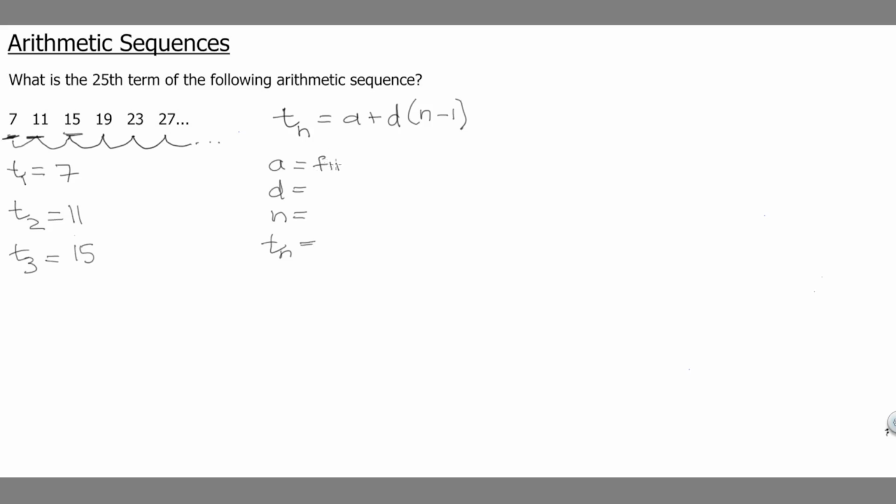A is the first term of the sequence, also known as T1. So in this example, A would be 7. D is what's called the common difference.